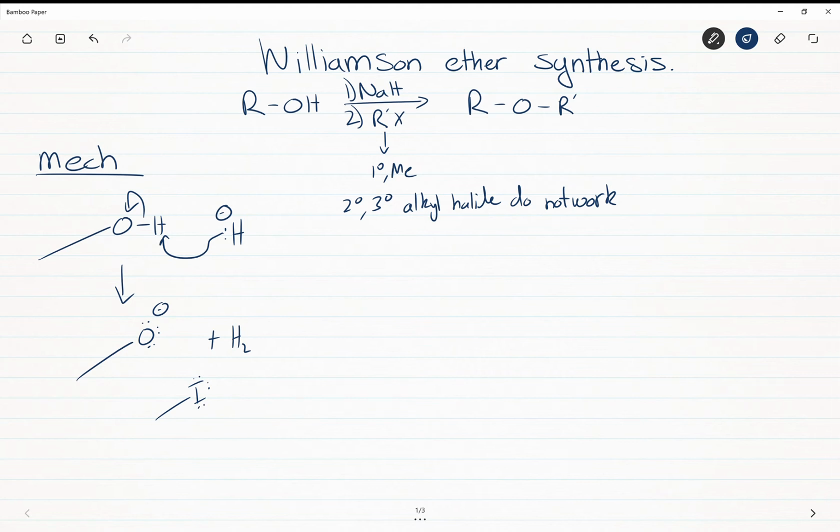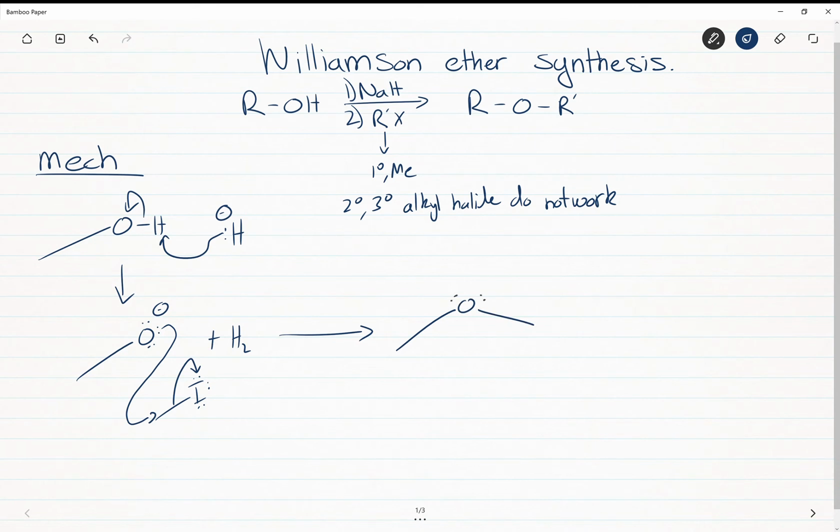What we're going to see is the O- will perform the backside attack of this carbon that has the halide attached. The halide will get kicked off all in one step, hence why it's SN2-like. And now we will form our ether, and we kicked off our good leaving group. This is what a Williamson ether synthesis mechanism looks like for alcohols.